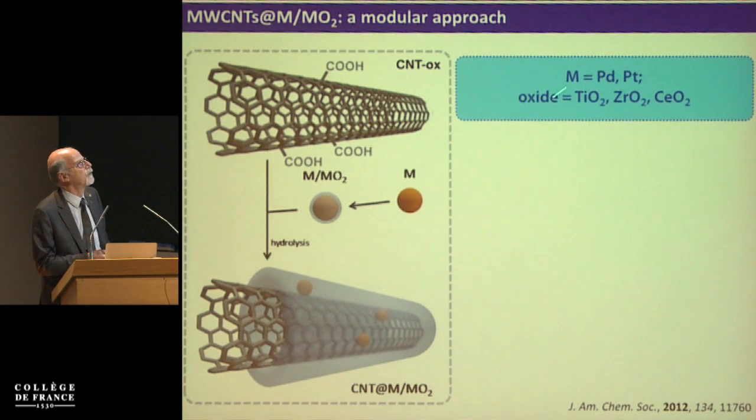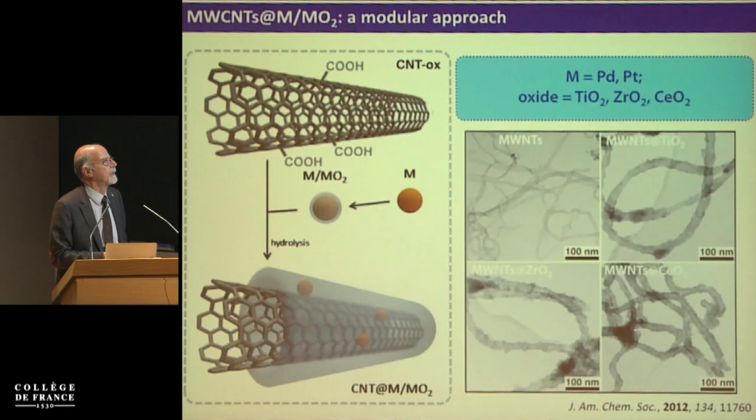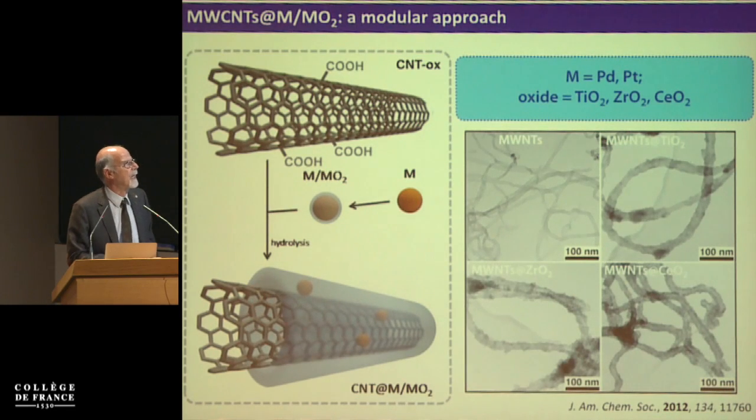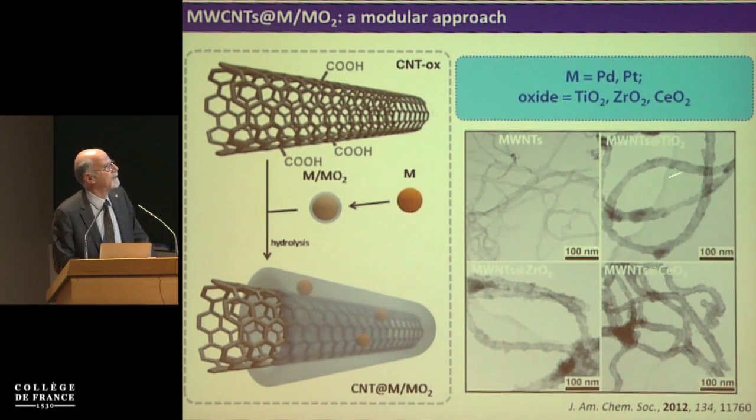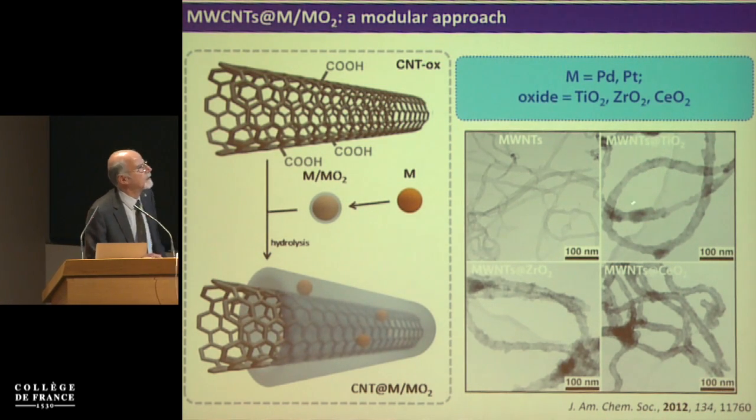And again, we can tune both the metal or the oxide. And this is the type of material that we get. Here we can see the multi-wall carbon nanotubes that we have used as a starting material. Here we can see, I cannot see from here, but I assume you can see it.